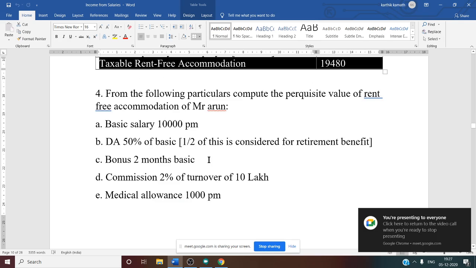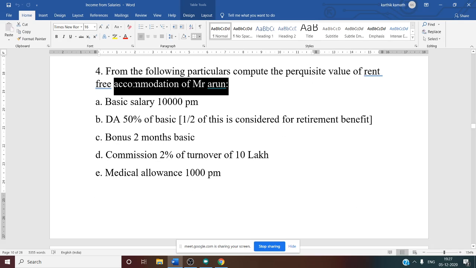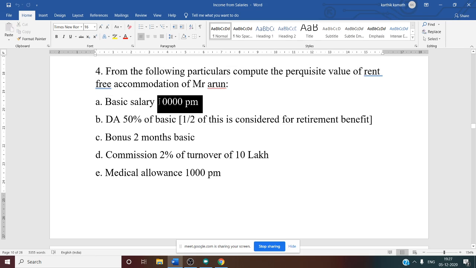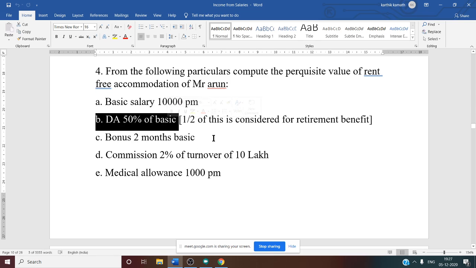See this. From the following particulars, compute the perquisite value of rent-free accommodation of Mr. Arun. Here Mr. Arun is an employee. Basic salary is given as 10,000 per month, so we want it for 1 year. Then DA, very important: DA is 50% of the basic. So 1 year basic salary, how much? Can you tell me now?